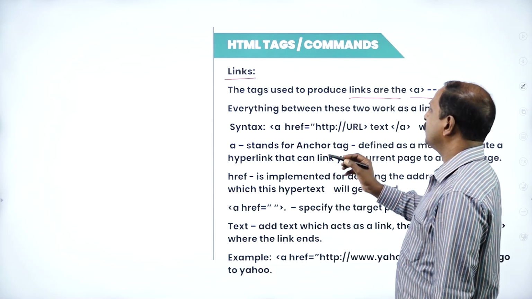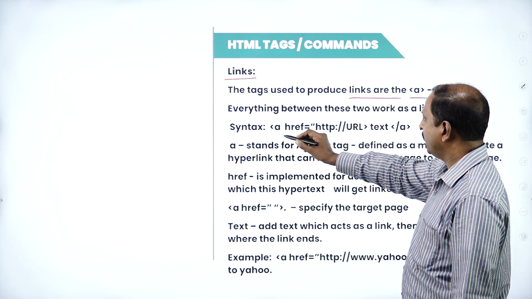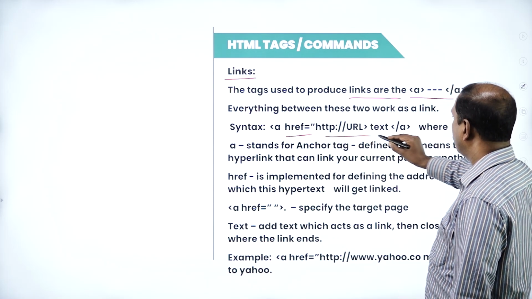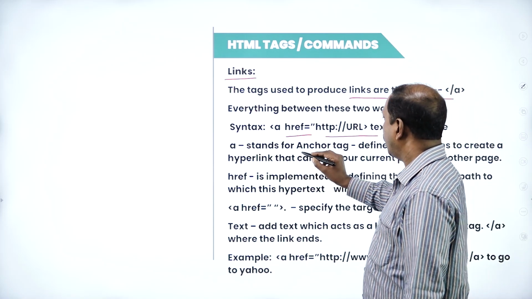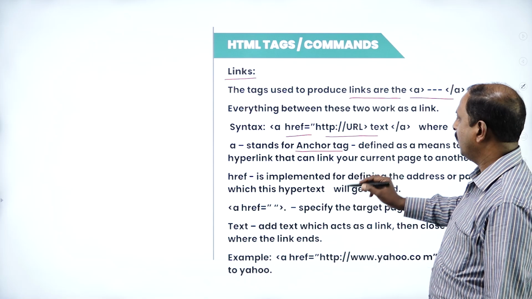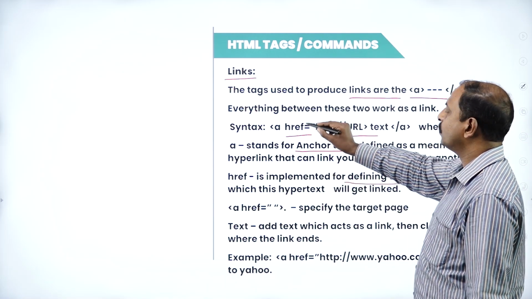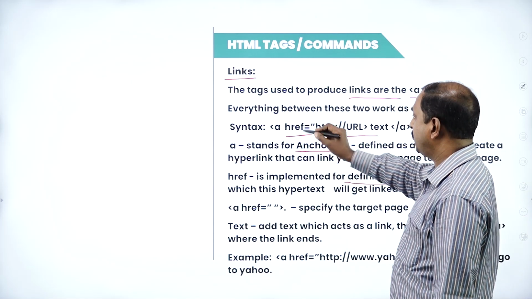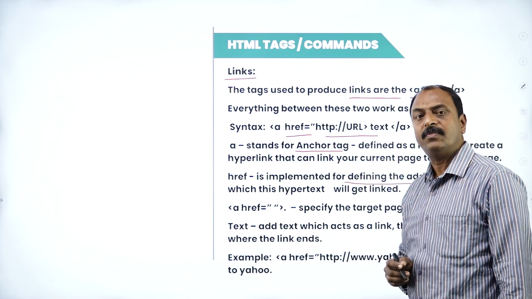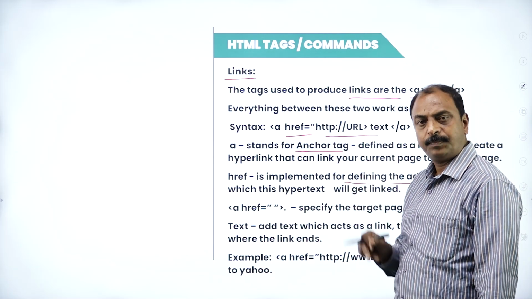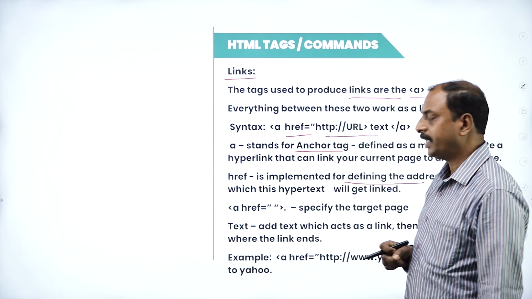Here the syntax will be: A is the open tag, A href and the URL address, and close A here. In this one, A stands for anchor tag, and href defines the source of the file or destination address, and this is the URL. This is the URL of the website where we are connecting from the present website web page to this particular website.